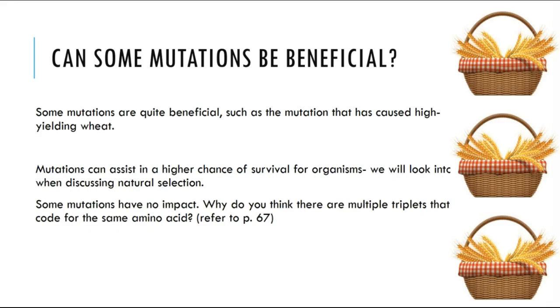Some mutations are actually beneficial. Now, this is very brief; you just have to know that there are examples, and a good example that you will need to know is that a mutation has helped in causing high-yielding wheat. They changed the DNA sequencing and they found that rather than wheat producing X amount, they've made it so it produces more and more. And yes, that is very beneficial in the farming industry. Now, there are some mutations that assist in higher chance of survival for organisms. We will look at this in natural selection. Now, some mutations have zero impact on the organism.